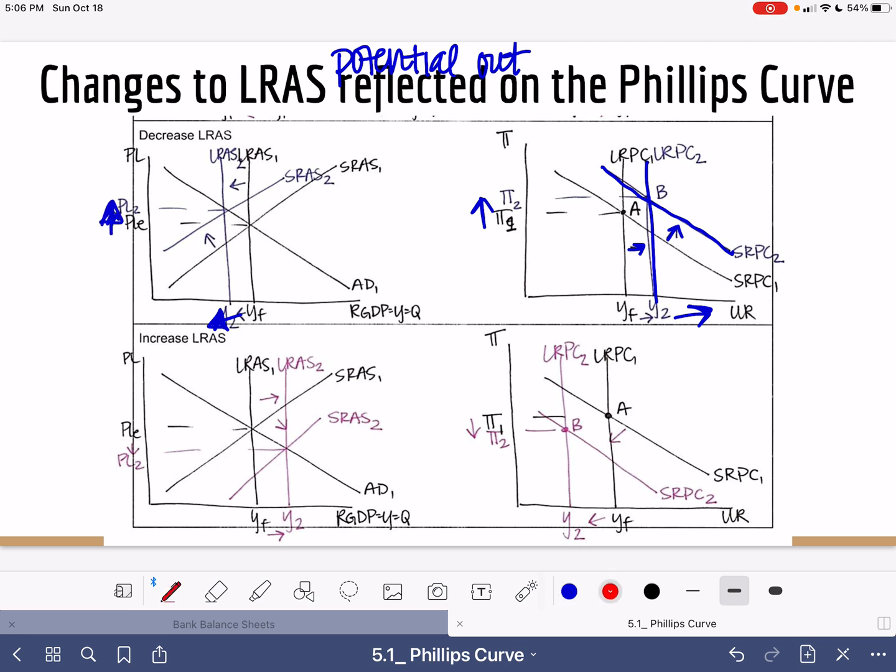And then if we look at an increase in long-run aggregate supply, well, short-run aggregate supply is going to move to the right, and so will long-run. But then on our Phillips curve, we have the inverse change. So we're going to move the short-run Phillips curve to the left and the long-run Phillips curve to the left, reflecting a decrease in unemployment and a decrease in inflation. Same thing on our market economy. We've had a decrease in unemployment and a decrease in the price level. And that is our Phillips curve.